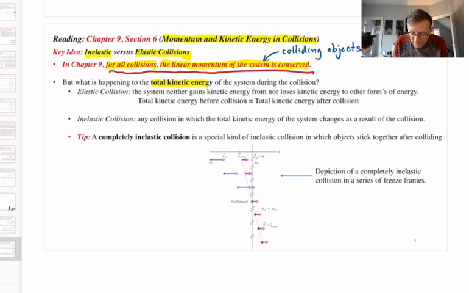First, elastic. An elastic collision means the system neither gains kinetic energy from nor loses kinetic energy to other forms of energy. In other words, the total kinetic energy the system had before the collision is equal to the total kinetic energy it had after the collision. This is kind of rare. There can't be anything happening that's taking some of that kinetic energy away and converting it into other forms.